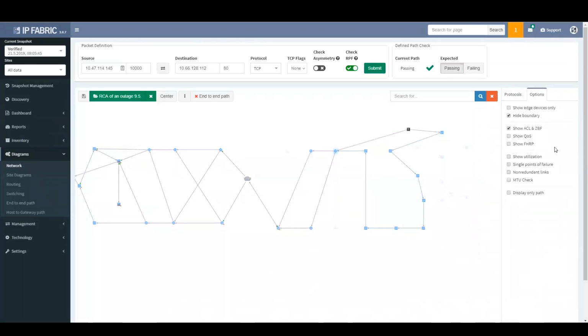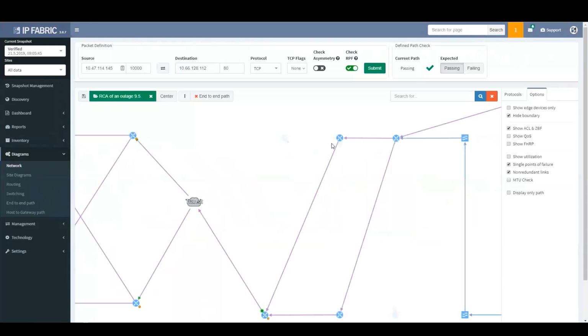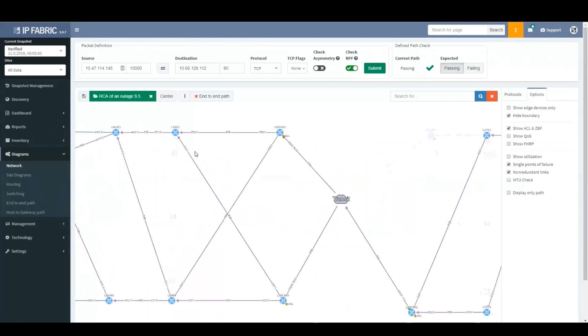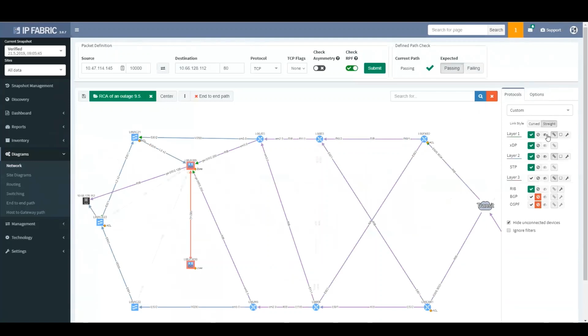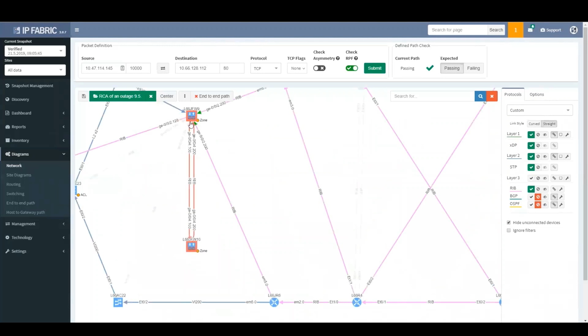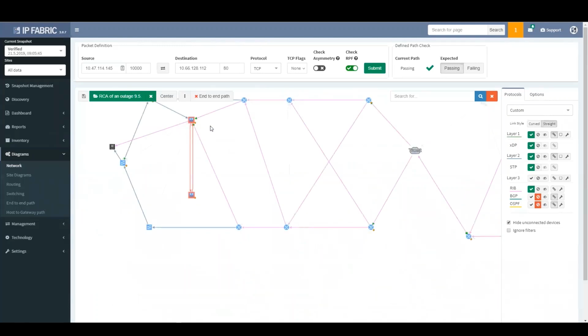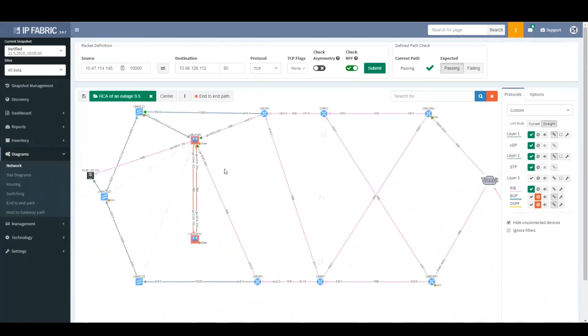For this, we have a single points of failure and non-redundant links check. If we are looking at single points of failure on that particular diagram, we can see that even though their links are not used, they can be used as backup, and therefore there is no single point of failure. However, with some of the devices, we can see that actually there are single points of failure in our network. So actually, this was one of the failing devices during the outage. And of course, it's normal that when a device fails, we want to bring it back up as soon as possible.